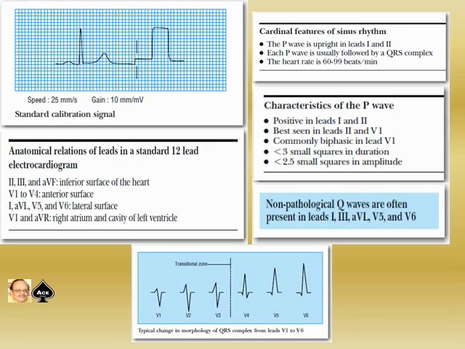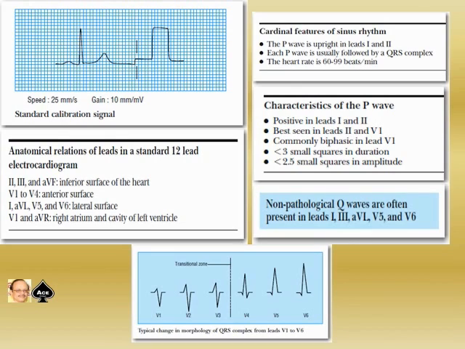What are the characteristics of P wave? It's usually positive in lead 1 and 2. It's best seen in lead 2 and V1. It's commonly biphasic in lead V1, and usually less than 3 small squares in duration, less than 2.5 small squares in amplitude. Non-pathological Q waves are often present in lead 1, 3, aVL, V5 and V6.